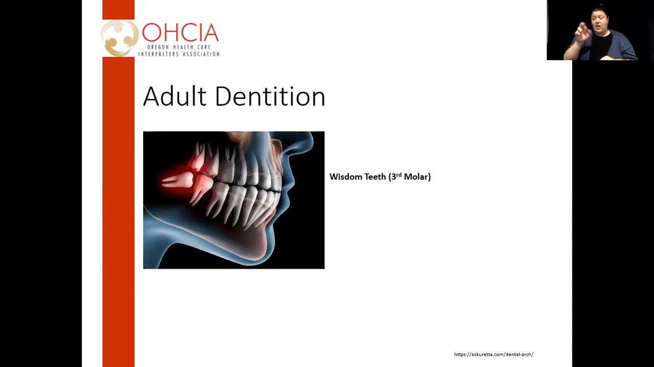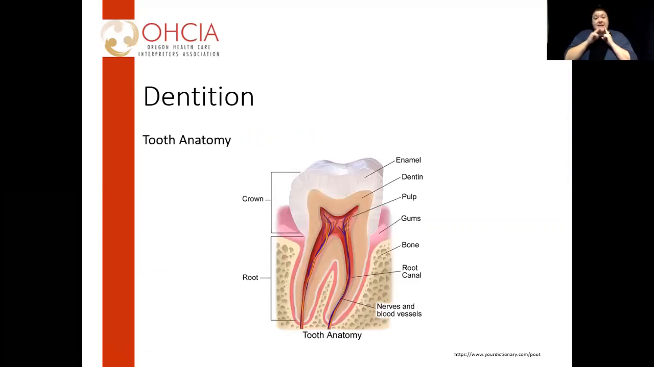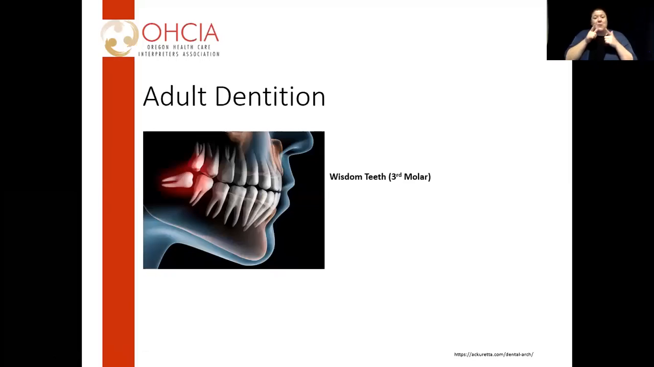Those don't come in until we're around 19 to early 20s. What often happens is that the teeth are all aligned, and then when the wisdom teeth come in, they may start to push the other teeth out of alignment. So we often have to remove the wisdom teeth.